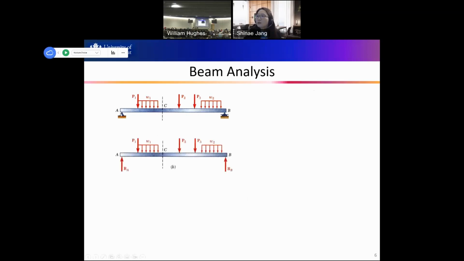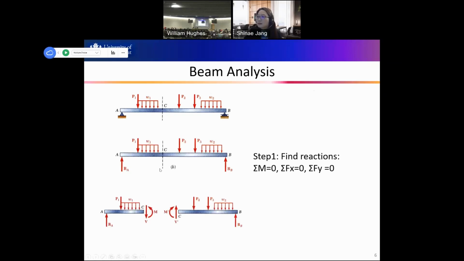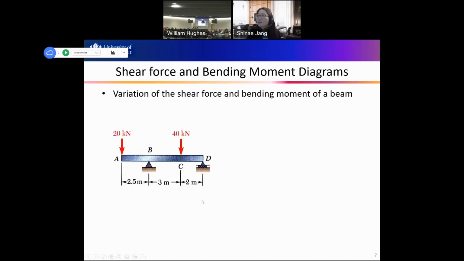So first, step one is calculate the support reactions, right? And then second, make a cut, and then think about the equilibrium of either side of the structure, also using the equilibrium equations, these three equations. So it's a two-step procedure like truss or machines or frames.